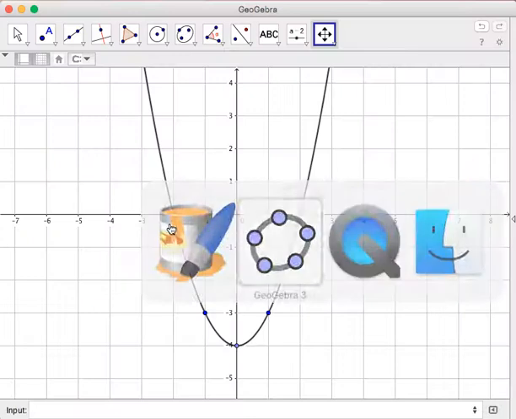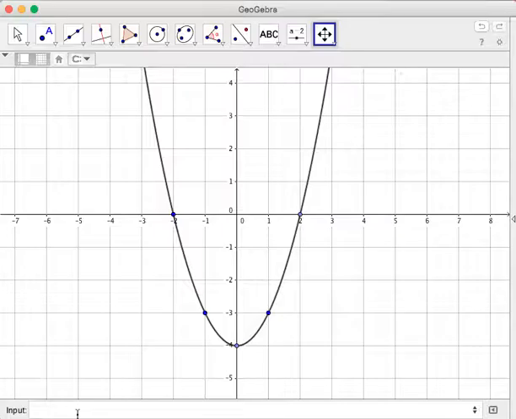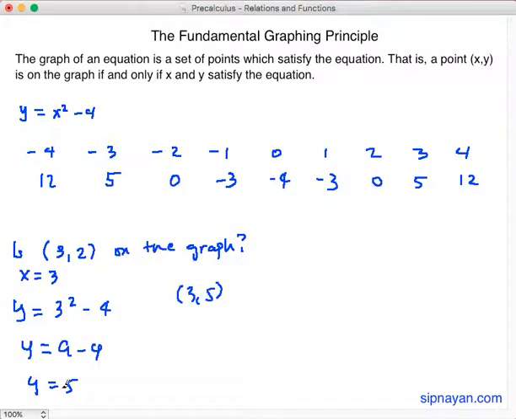So, pwede natin tignan yan. Tignan natin kung saan siya. Oh, sorry, (3, 2) pala. Yung (3, 5) pala yung nasa graph. Okay? (3, 5), ito yung nasa graph. Ito yun, di ba? So, ang (3, 2) ang wala. So, yun ang ating pwedeng tignan.